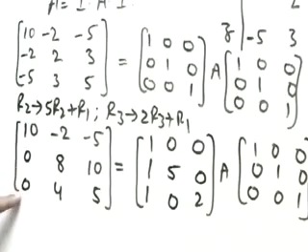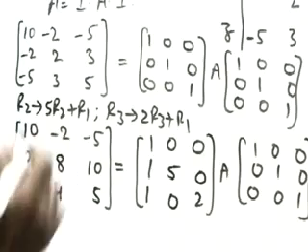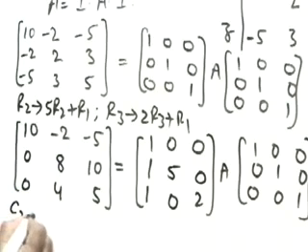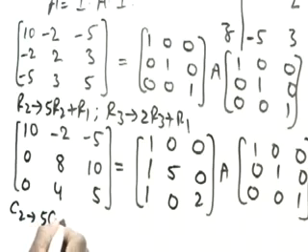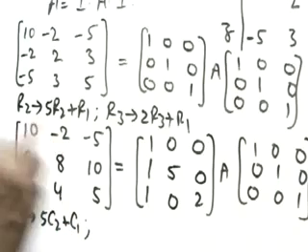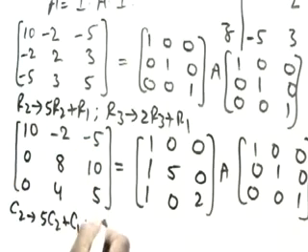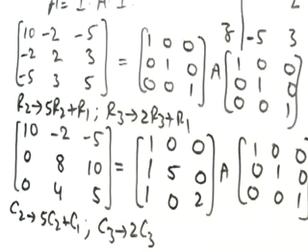Now next step, we made these two zeros. In the same way we have to make these two zeros, same procedure. This is C2. So C2 implies multiply with this 5, 5C2 plus C1, minus 10 plus 10 becomes 0. Now multiply with 2, C3 implies 2C3 plus C1.